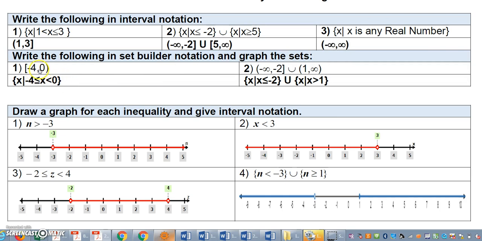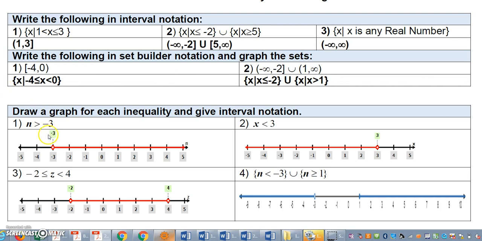And then here's interval notation, and if you want to write that in set builder notation, that would be from negative 4 to 0, but not including 0. So in set builder notation, that would be x is greater than or equal to negative 4, but less than 0. And then this one, negative infinity to negative 2 bracket means x is less than or equal to negative 2, and then union with 1 to infinity, that's x such that x is greater than 1. So it's everything less than negative 2, but including negative 2, plus everything greater than positive 1.